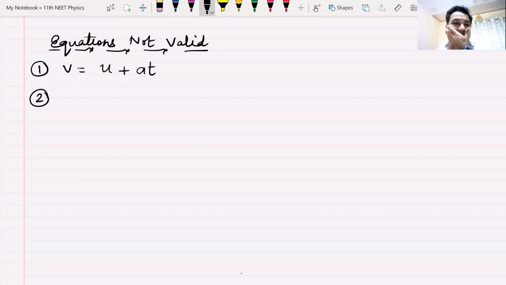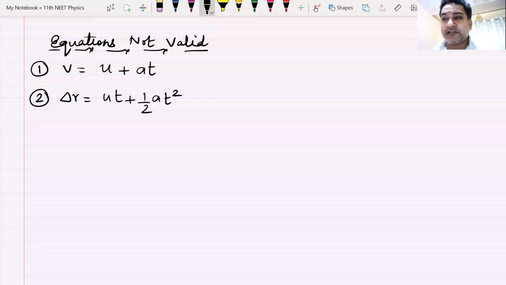Number two, what is the equation which we had learned but which is not valid now? Delta r is equal to ut plus half at square. This equation was again only valid when the acceleration was constant. That condition has gone, disappeared. This equation is not valid anymore.